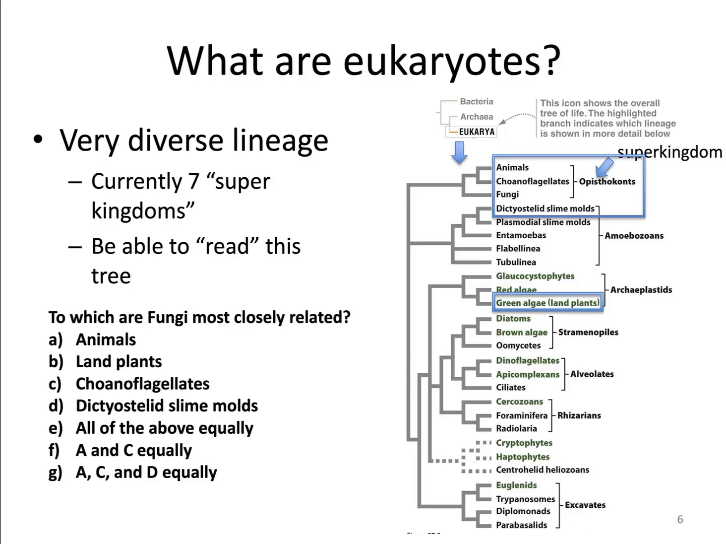If we're looking at this tree, to which group below are fungi most closely related? Remember, fungi are right here on the tree. If you said A and C equally, you're right: fungi are equally related to animals and choanoflagellates, because fungi share a common ancestor here with animals and choanoflagellates. They are less closely related to these dictyostelid slime molds and way less closely related to the land plants, because the common ancestor that they share with those groups is all the way back here.